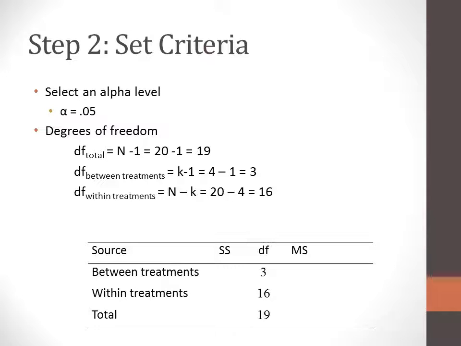And now that we have these values here, we can always double check and see if our math has been correct. So the between plus the within treatment value should always equal the total. So 3 plus 16 is 19. So far, so good. Now let's go on to getting our critical F value.